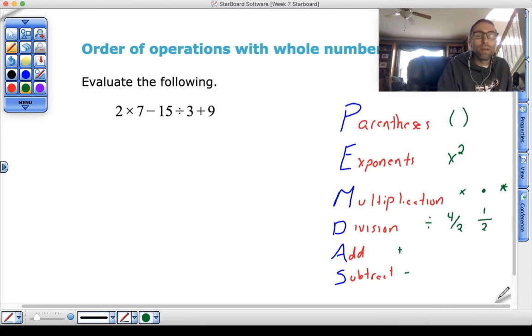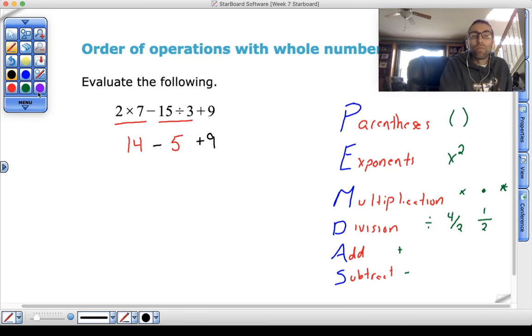All right, we're back. I'm going to do all the multiplication and division, just like you did. I'm going to do the multiplication of 2 times 7 first, and the 15 divided by 3. So 2 times 7, I get an answer of 14. 15 divided by 3, I get an answer of 5. And now you should have brought down everything you didn't use, which is this minus symbol, and this plus 9.